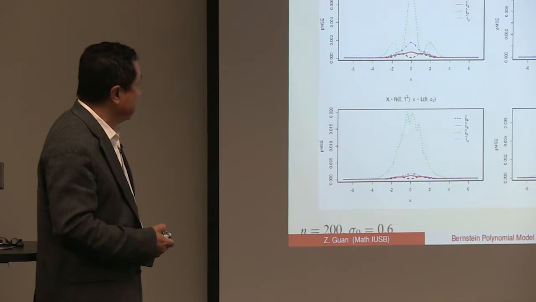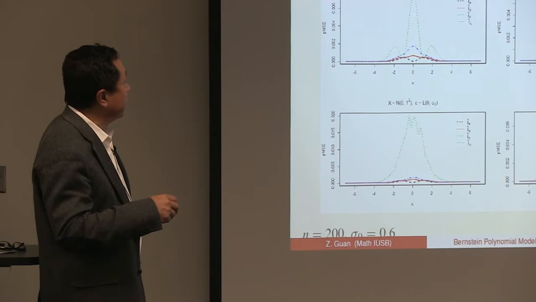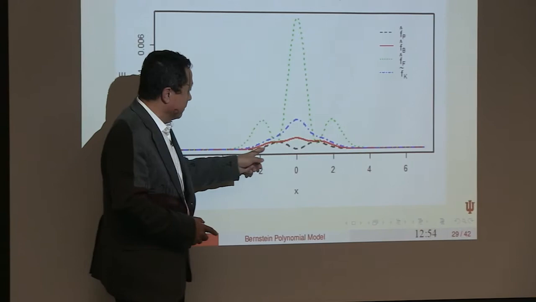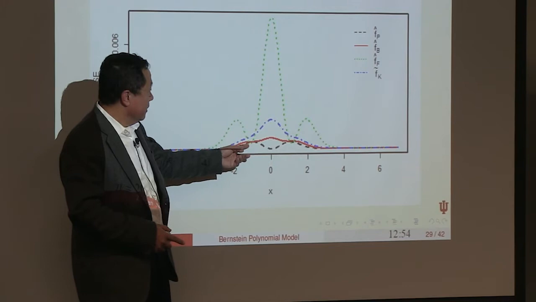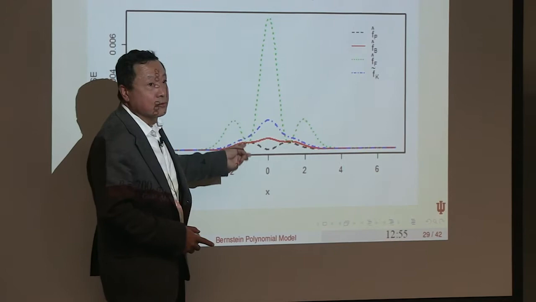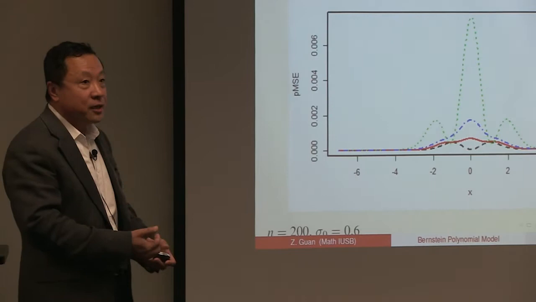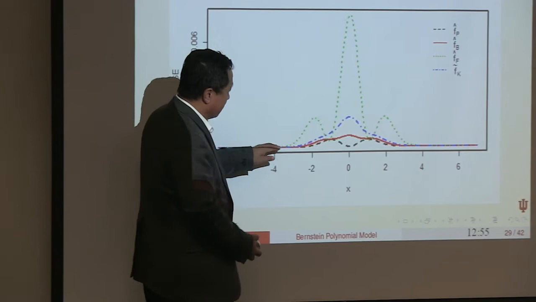I'll show you a few pictures to finish. So this is a comparison. X is normal and the error is normal. This is the curve. The parametric method has the smallest error, that's the black curve. My method has an error just a little bit bigger than parametric. And then the kernel method is really bad. But this blue curve is the density estimate using the pure data, not contaminated, because here we're doing simulation. We generate the real X. Then this blue curve is the kernel density based on the real X, not contaminated. But this method is still better than that kernel method.